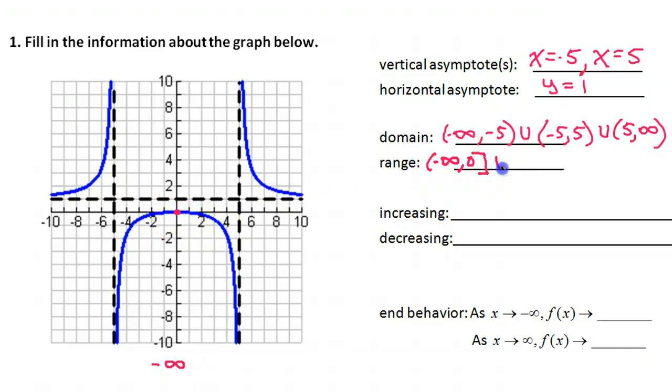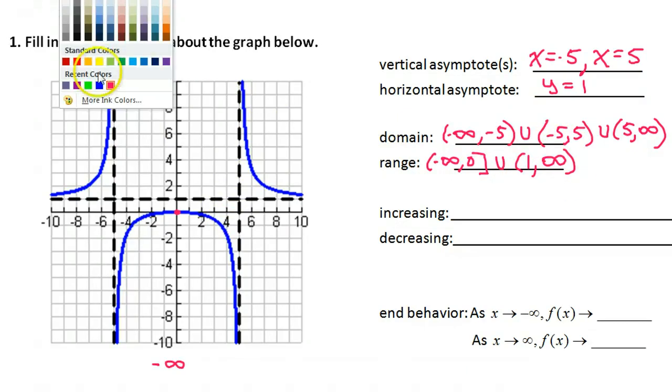And then union. Now these top branches together, these y values start after +1, not including 1, so round parenthesis, 1 to infinity. So there's your range.